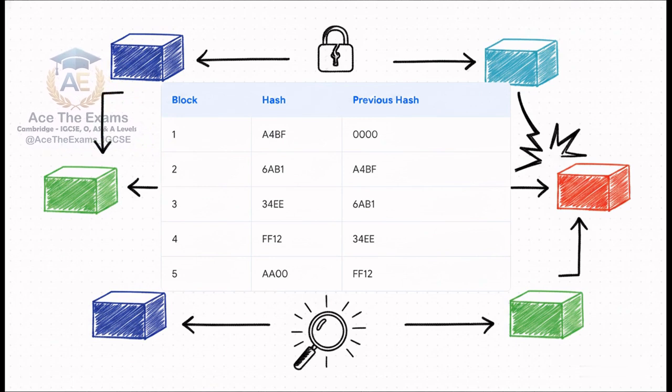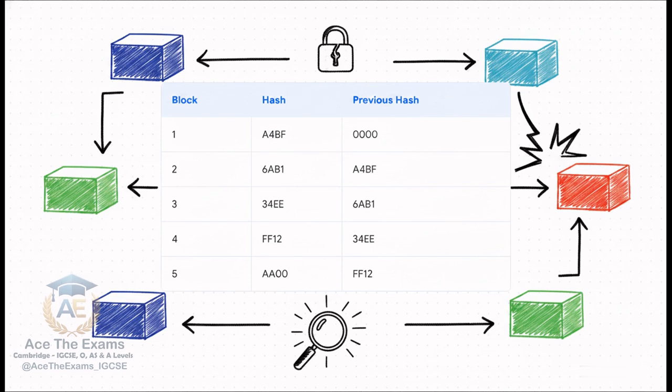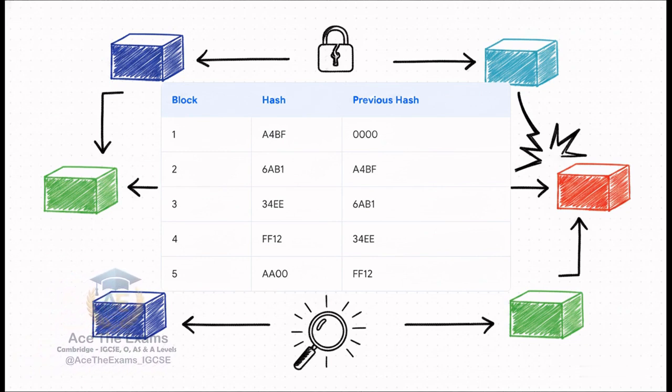The moment they do that, that block's hash value instantly changes. And because it no longer matches the previous hash value that's permanently recorded in the next block down the line, the link is broken. Just like that. The entire network immediately knows the data has been tampered with. It's just a brilliantly elegant security solution.